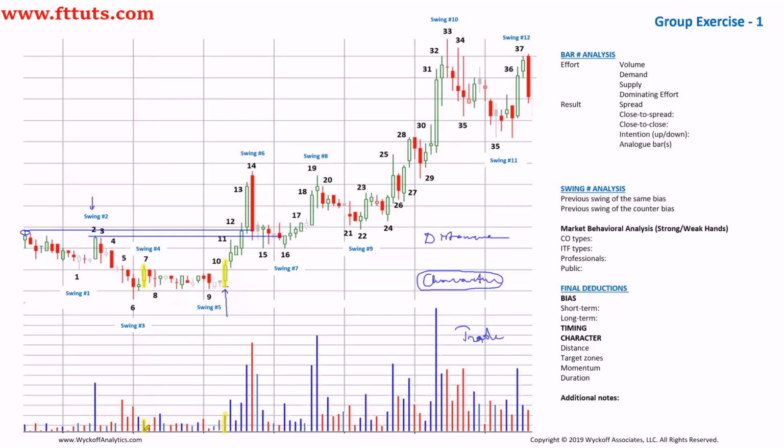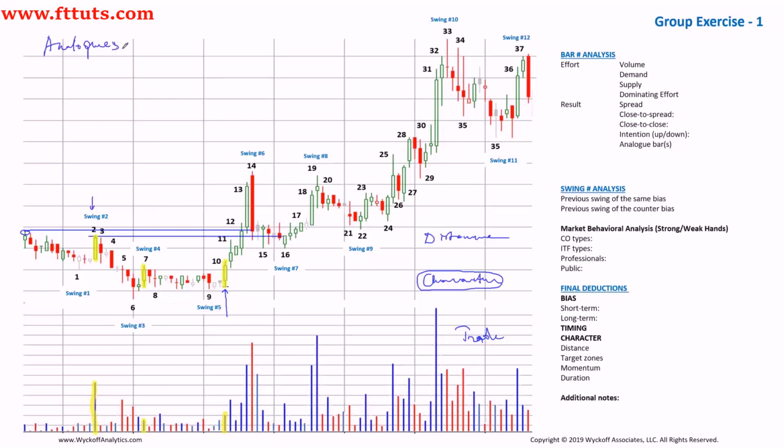What do you think, Rick? As far as the spread goes, bar 6 has about the same spread. Of course, it needs to be a bullish bar, though. Yeah, yeah. So we need the same spread, bullish bar. Probably bar 2. Yeah, bar 2 has the same spread.